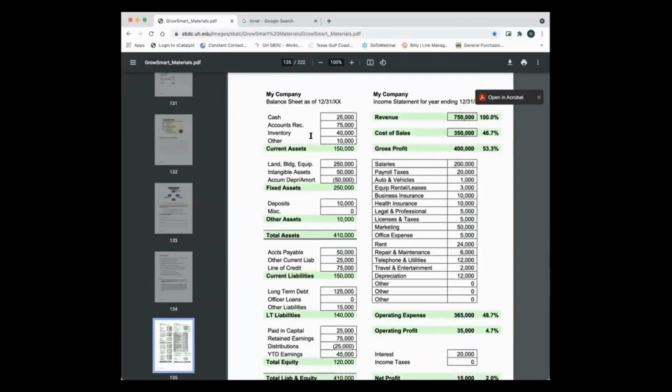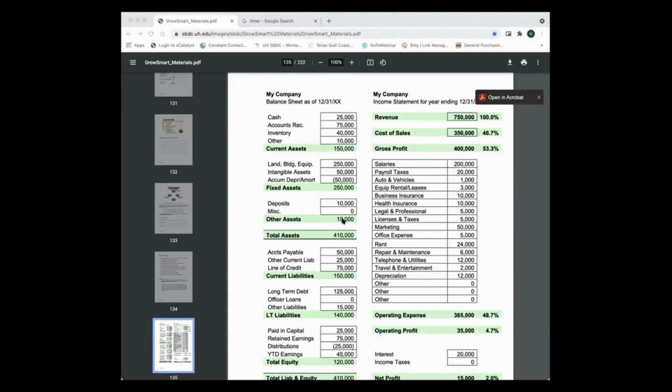Our fifth profitability ratio is called return on equity. Some people call this return on investment. Here we take our net profit from the income statement divided by our shareholder equity from the balance sheet, 15,000 divided by 120,000, and we get a return on equity of 12.5%. There we go. So these are the numbers that we're using, the balance sheet and the income statement.